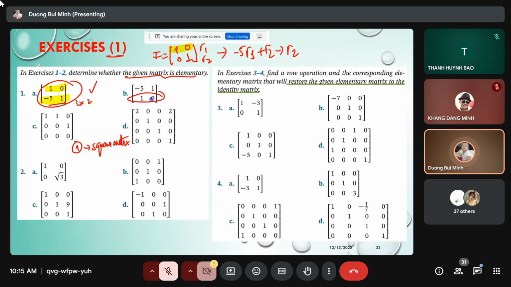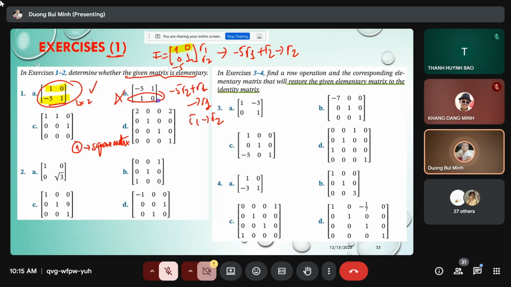And this one is the same, so we just modify this one. How can you get this one? If I multiply R2 by -5 and add it to R1, replacing R1, this is -5. Is that correct? Let me check. Oh, this one is not an elementary matrix, because in the first step they interchange R1 and R2.